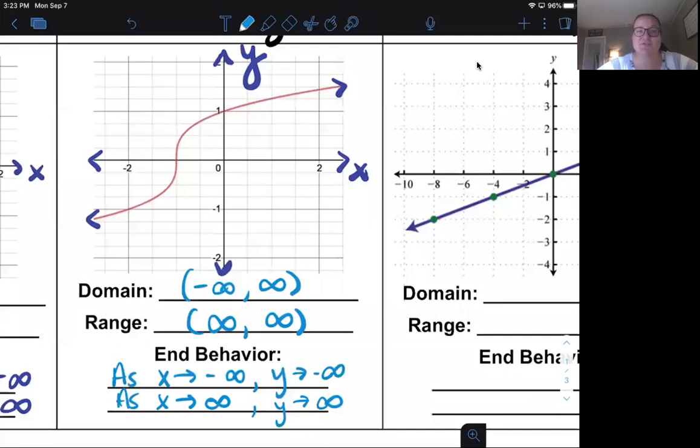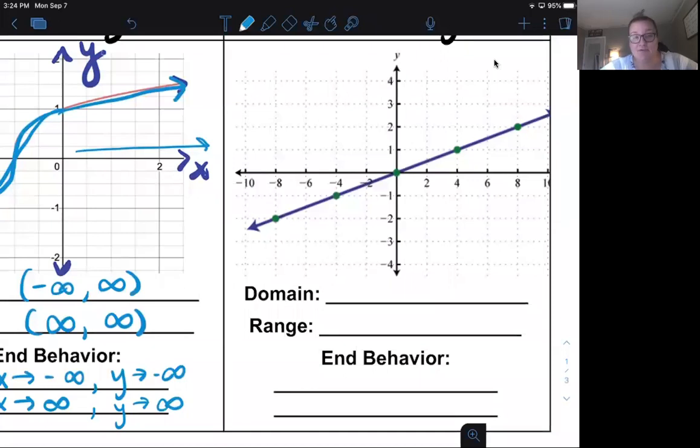So go ahead and check your answer against mine. I got for my domain that x includes the values of negative infinity to positive infinity. For my range, y also includes negative infinity to positive infinity. For the end behavior, as x approaches negative infinity, y also approaches negative infinity. The y values decrease in that direction. As x approaches positive infinity, the y values increase, and approach positive infinity as well.